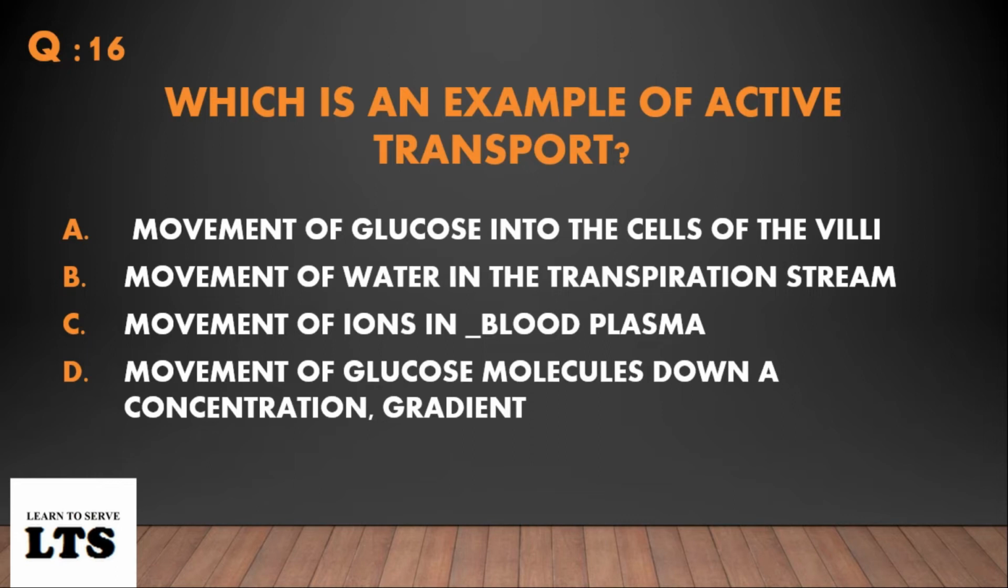The next one: which is an example of active transport? Option A, movement of glucose into the cells of the villi; option B, movement of water in the transpiration stream; option C, movement of iron in blood plasma; option D, movement of glucose molecules down a concentration gradient. The answer is option A, movement of glucose into the cells of the villi.